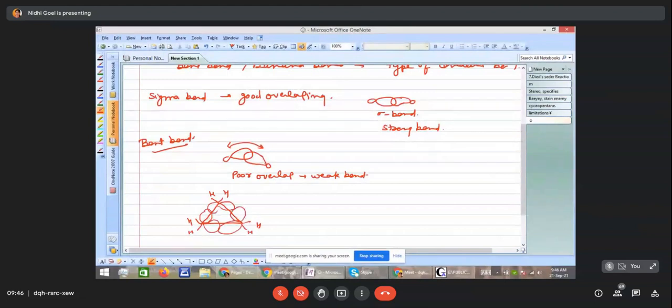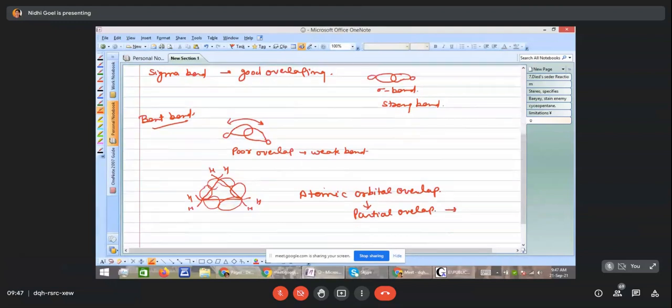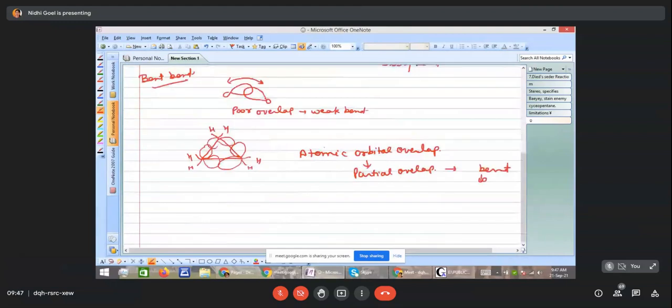So this is the partial overlapping of the atomic orbitals. Look, this is the partial overlapping, so a weak bond is formed. So the actual bond is bent. This is the bent bond, a weak bond.